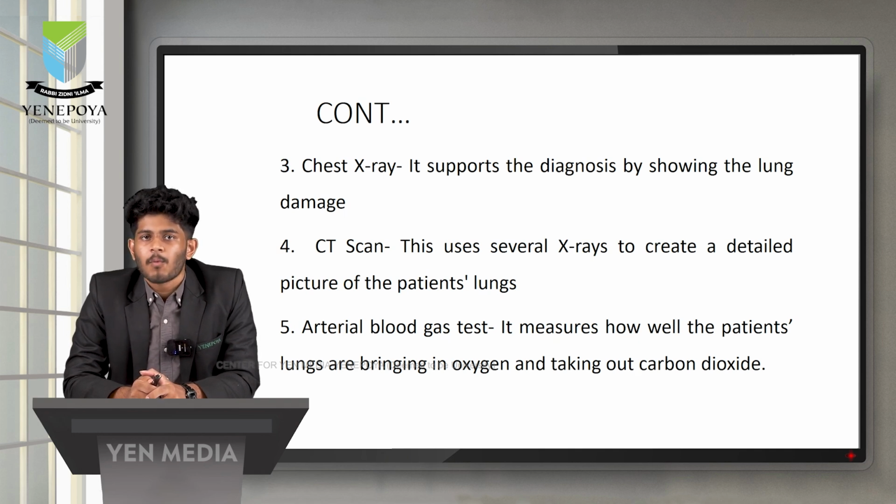Chest X-ray supports the diagnosis by showing the lung damage. CT scan will use several X-rays to create a detailed picture of the patient's lungs. Then arterial blood gas test measures how well the patient's lungs are bringing in oxygen and taking out carbon dioxide.